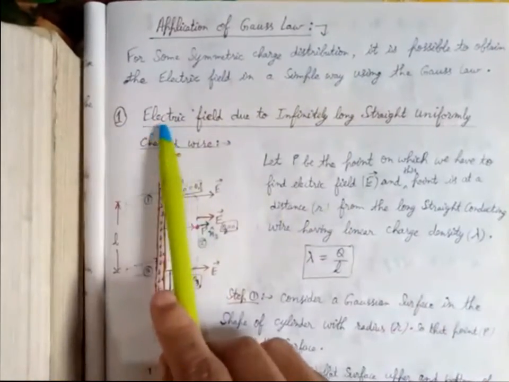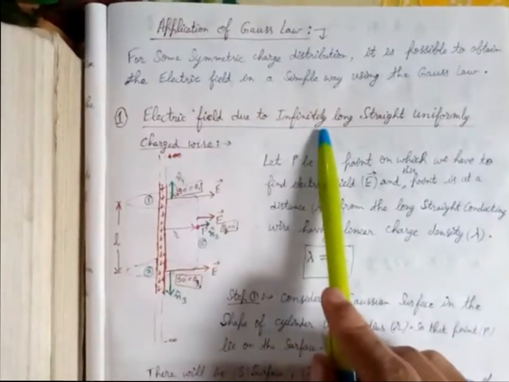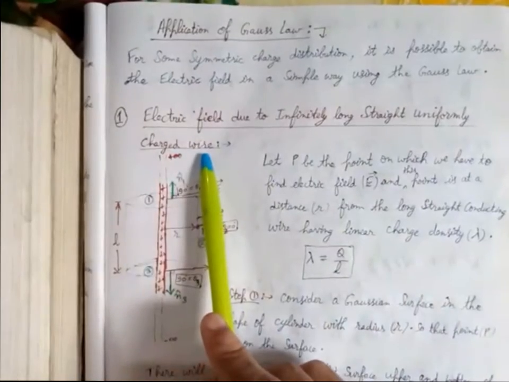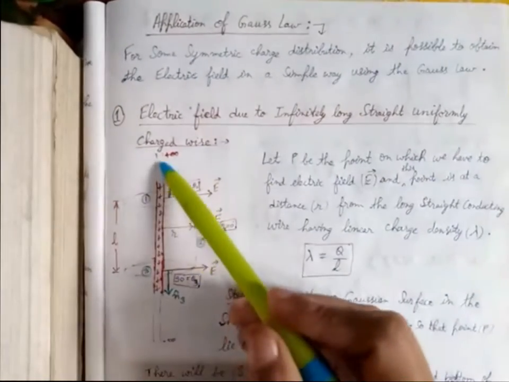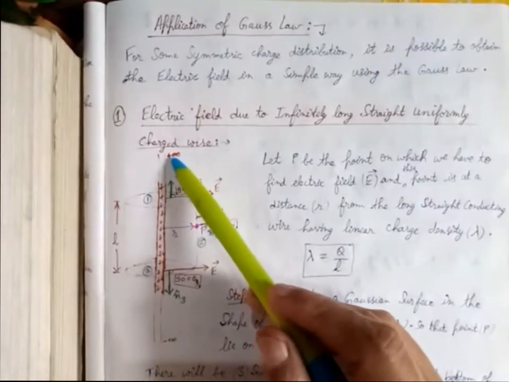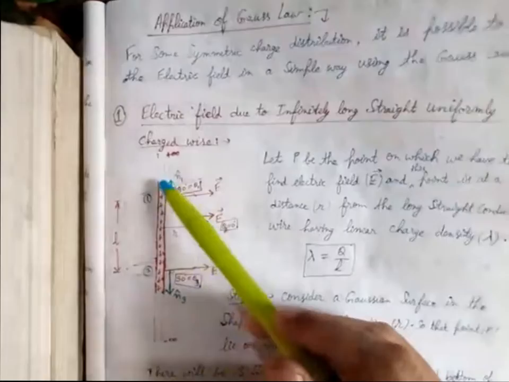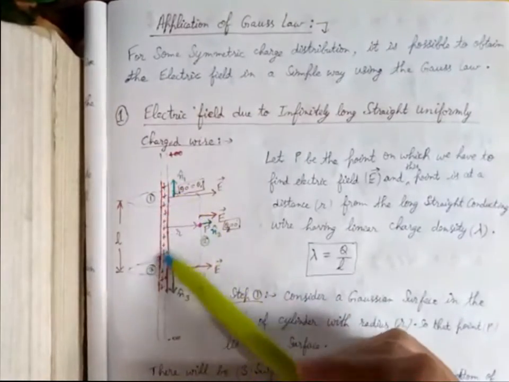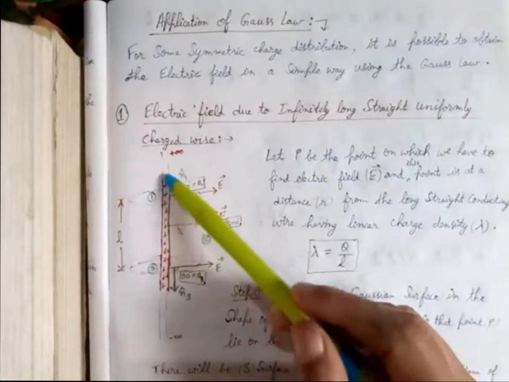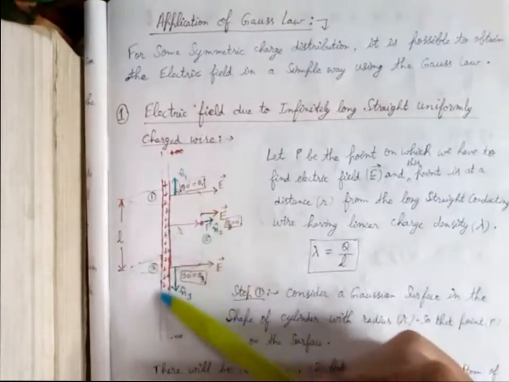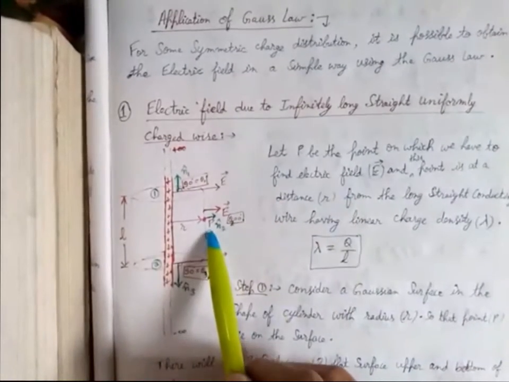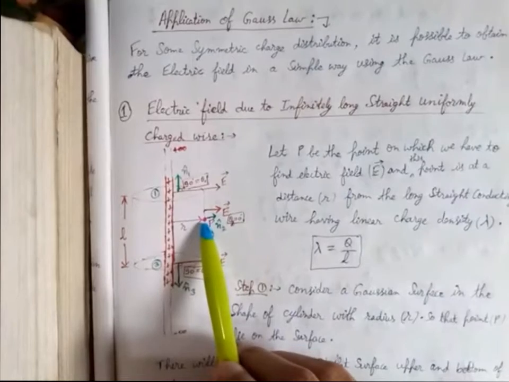So the first application is the electric field due to an infinitely long straight uniformly charged wire. In this we have taken an infinite length of wire, from plus infinity to minus infinity, having continuous charges which are uniformly distributed over its length. Now we have to find the electric field at point P.